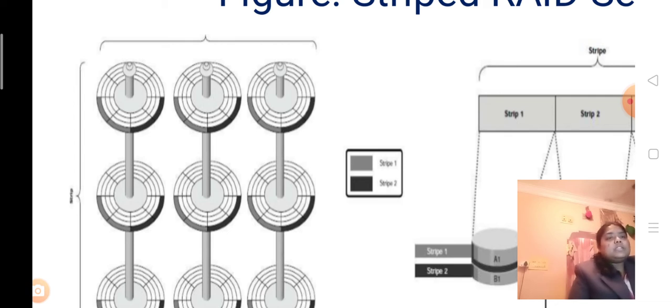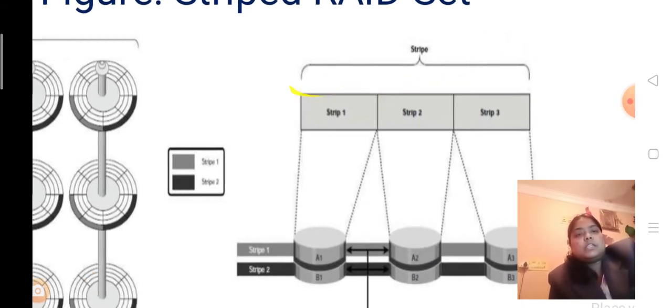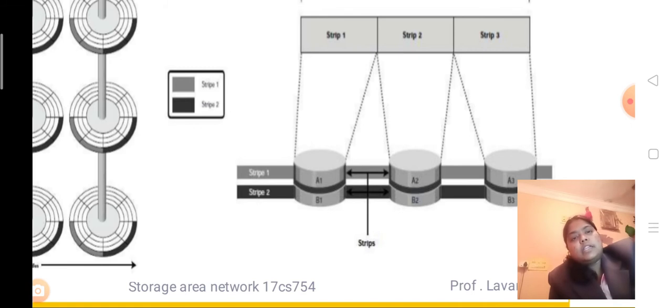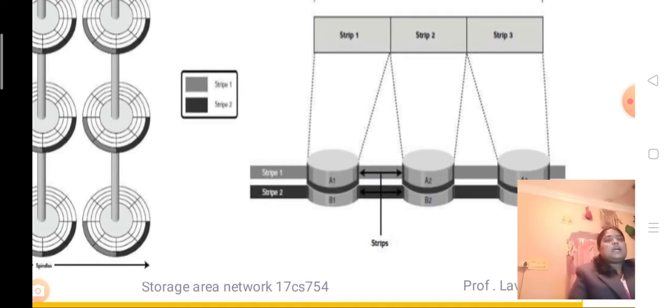Then look at the second diagram. It shows the strip size as well as the strip width. This is the strip size, and this is the strip width. The strip size provides the maximum amount of data that can be accessed from a single disk, and the strip width refers to the number of strips in the stripe. Striping does not protect the data. To protect the data, we use mirroring or parity techniques. The advantage of striping is that as the number of disks increases, the performance also increases. So this is striping.